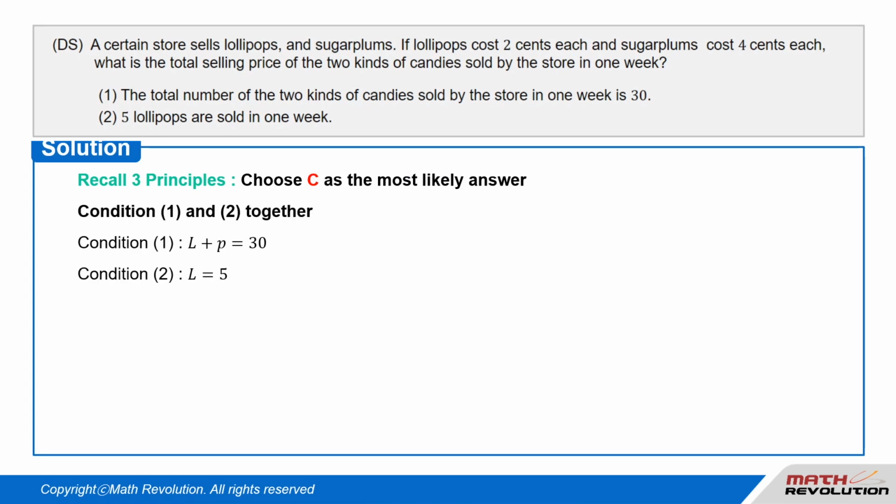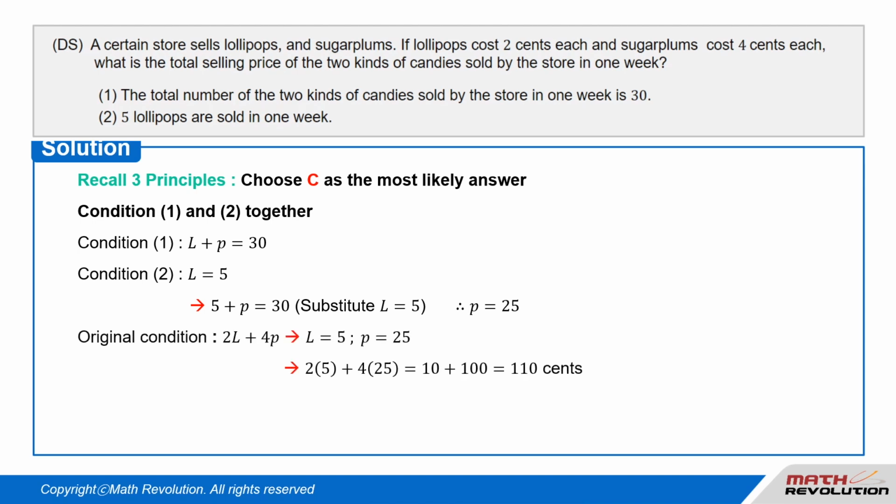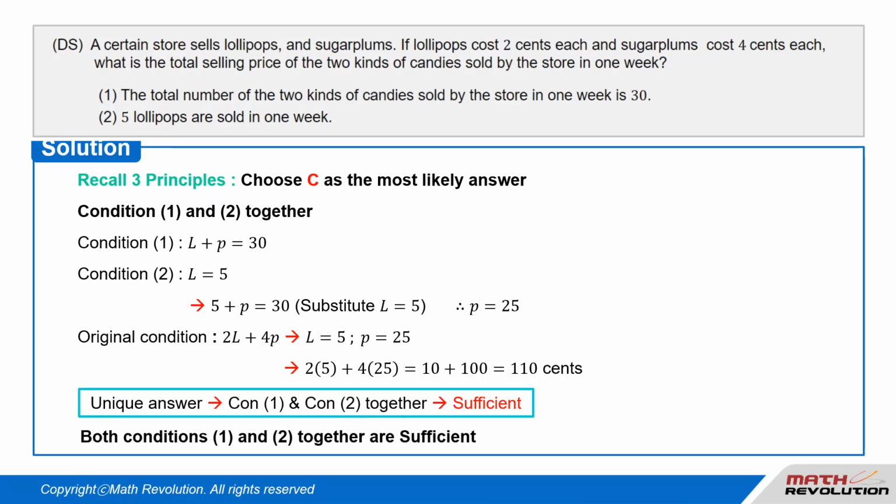Condition 1 tells us that L plus P equals 30, and condition 2 tells us that L equals 5. Substituting 5 for L in L plus P equals 30, we get 5 plus P equals 30, or P equals 25. Now substitute these values in 2 times L plus 4 times P to get 2 times 5 plus 4 times 25, which equals 110, or 110 cents. The answer is unique, so the conditions combined are sufficient. Both conditions 1 and 2 together are sufficient.